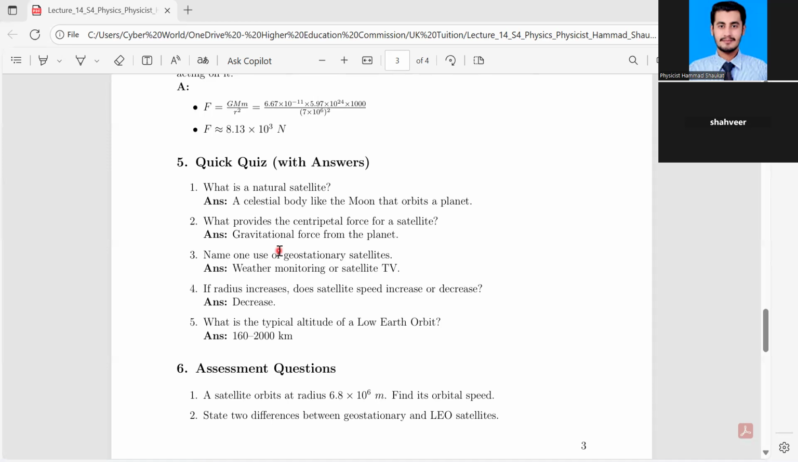The next is, if the radius increases, I am concerned with the distance between the planet and the satellite. So if the radius increases, does the satellite speed increase or decrease? Decreases. Yes, decreases. How? Because it's getting further away. Yes, it's further away. You are right.